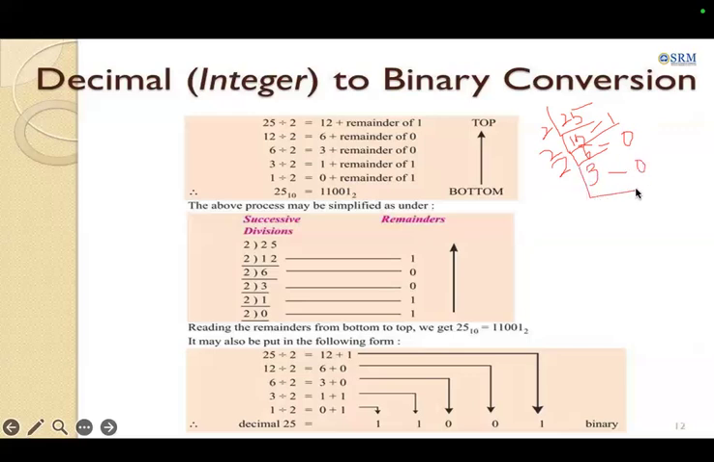Again, this should be divided by 2. So what will be the quotient? 1. What will be the remainder? Again, 1. So this equivalent binary, how to represent it? In the reverse direction. So in the reverse direction, what are the remainders you have got? 1, 1, 0, 0, 1. So this will be the binary equivalent of the decimal number 25. This is how you have to do the conversion.